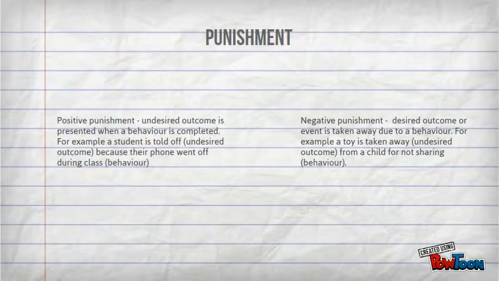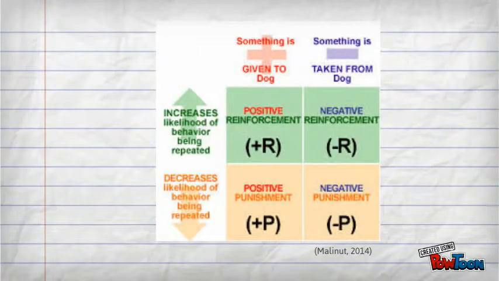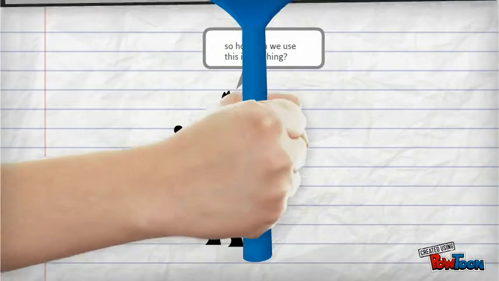For example, a student is told off because their phone went off during class. Negative punishment means the desired outcome is taken away due to behaviour. Reinforcement increases the likelihood of behaviour being repeated, and punishment decreases the likelihood of behaviour being repeated. So how can we use this in the classroom?